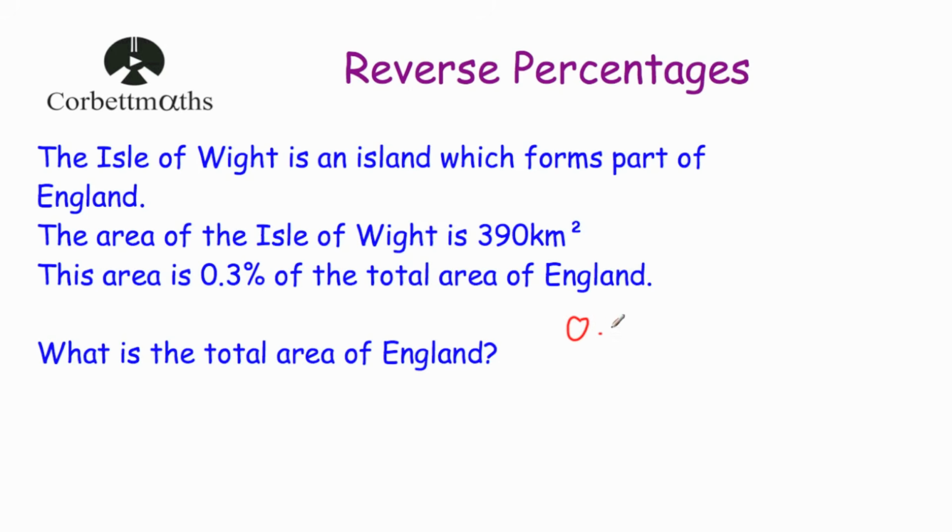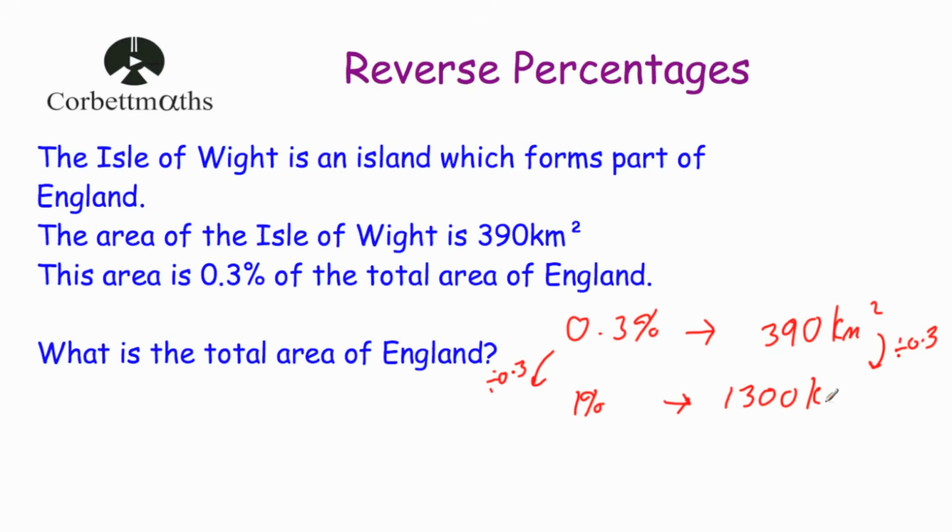So we know that 0.3% is equal to 390 square kilometres. Now if we divide by 0.3, we'll find 1%. So we're going to divide by 0.3 and we're going to divide by 0.3. 0.3% divided by 0.3 will be 1%. And 390 divided by 0.3 is equal to 1,300 square kilometres.